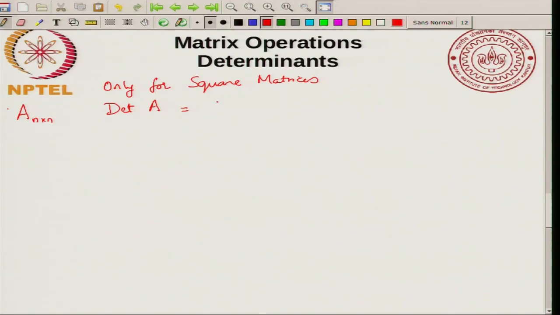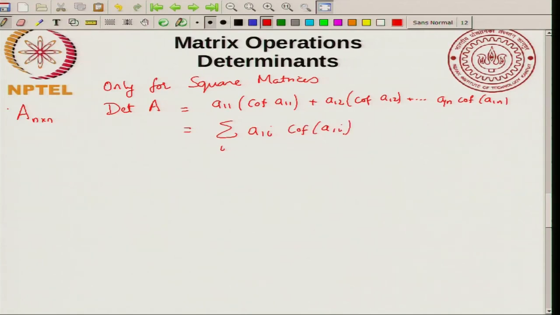So what you'll do is you will write it as A11 times what is called the cofactor of A11, plus A12 times the cofactor of A12, plus dot dot dot up to A1n times the cofactor of A1n. I'll just explain what this is, to motivate the determinant. I can write this in general as the sum over i of A1i times the cofactor of A1i. So I'll come to what the cofactor is.